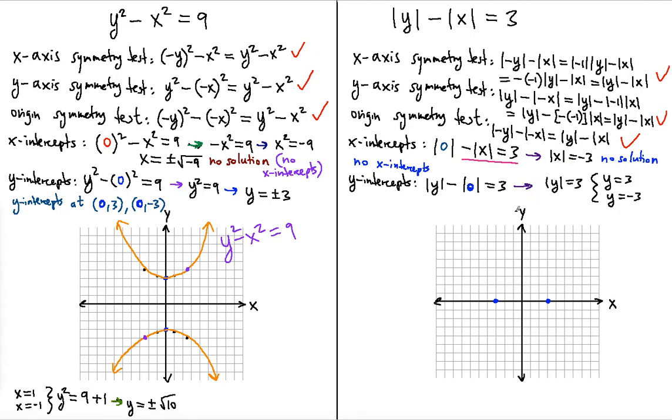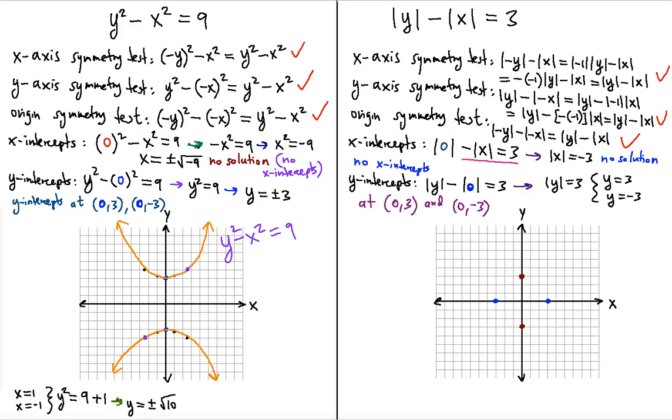Okay, so that tells you there are two y-intercepts, right? So we will have them at (0, 3) and (0, negative 3). All right, so let's plot them while we can. Okay, so if we plot them, we will get them here, (0, 3) and (0, negative 3).